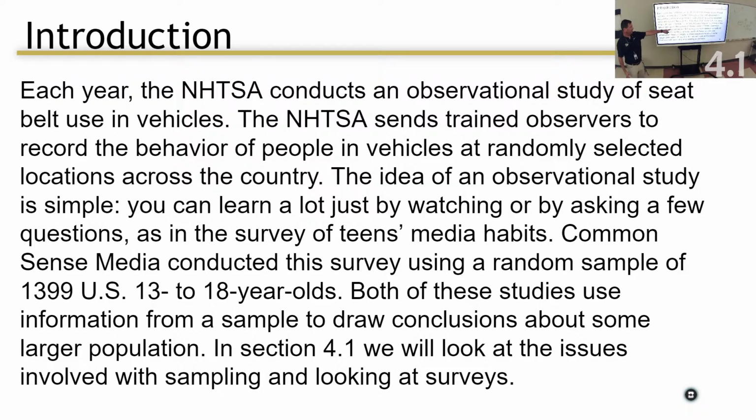A survey of teens and media: Common Sense Media conducted this survey using a random sample of 1,399. Now, why in the heck they just got 1,399, I don't know. Could get one more person, get me 1,400, but they got 1,399. And how the heck they knew, I guess they're trained, that they were from 13 to 18. But that's what they said. They're from 13 to 18.